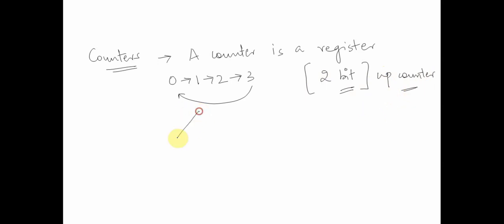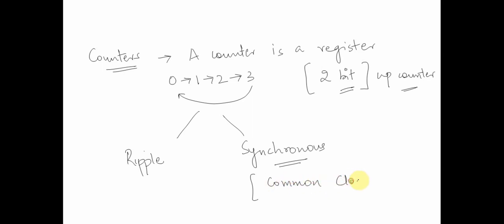of clock pulses. Counters are usually classified into two types, a ripple counter and a synchronous counter. Synchronous counters are the ones where all the flip-flops in the design receive the common clock pulse. And since they receive a common clock pulse, the change of state is determined from the present state.